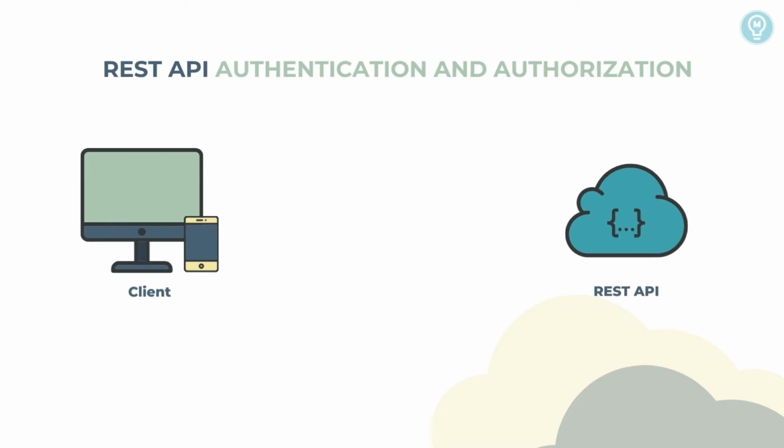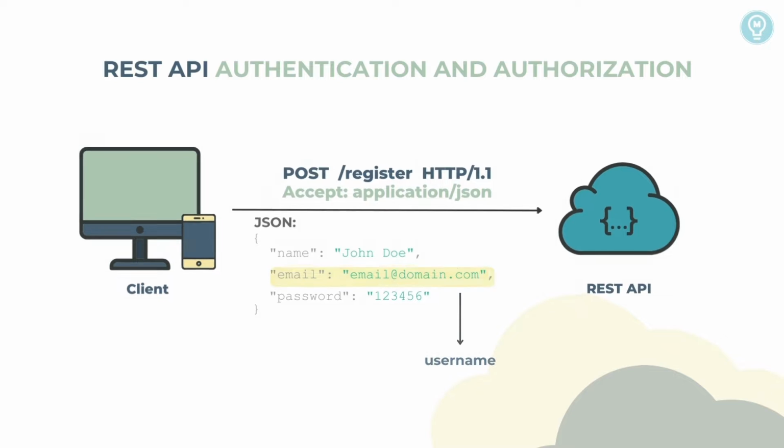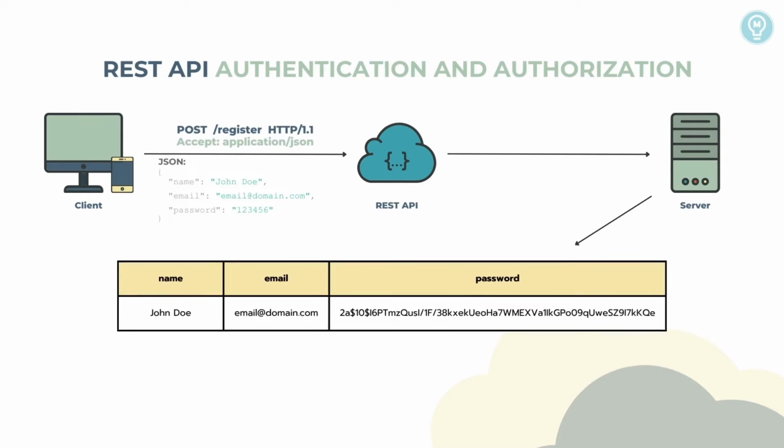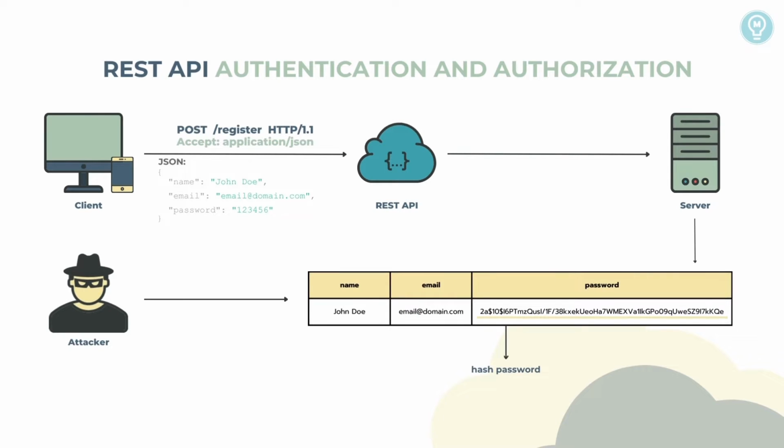For a client or a user to have access to an API, they must register by making a POST request to a register endpoint, passing the personal details on the body like name, email, and password. Usually the email is the username used for the credentials. The API then sends this data to the server to store in a database. The password must be hashed before being stored on the database to prevent an attacker from determining the original password.